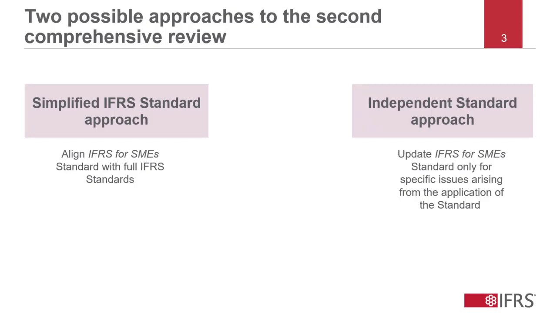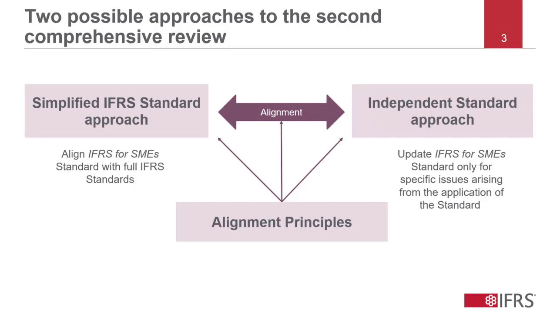The board approached this second comprehensive review on the assumption that the IFRS for SMEs Standard should remain aligned with IFRS standards. In seeking information on how to align the IFRS for SMEs Standard with new and amended IFRS standards, the board has applied three principles. The objective of the principles is to help the board develop amendments to the IFRS for SMEs Standard that are suitable for SMEs whilst maintaining a balance of cost and benefit.